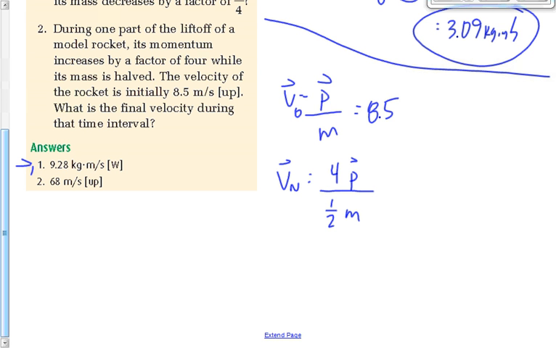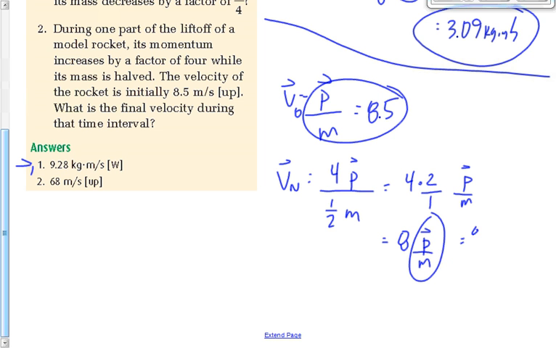Okay, you can use your calculator, or you can say 4 over half is the same as saying 4 times 2/1. Same thing, right? Multiplied by the reciprocal. That becomes 8/1 times P over m. 8 times 8.5 gives me 68 kilograms meters per second.